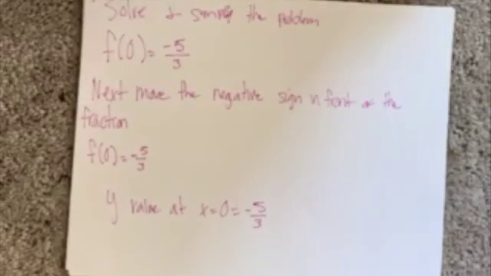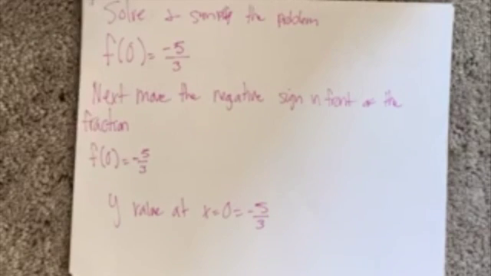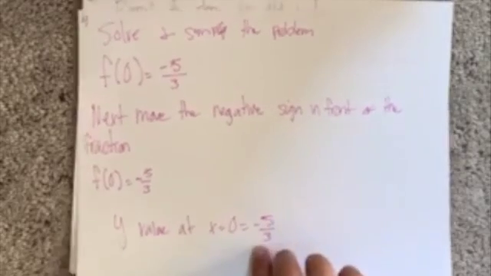Then we need to simplify the problem we had before, and that was f(0) equals (1 − 2 times 3) over 3. So that got us to −5/3. Next we needed to move the negative sign in front of the fraction, which is f(0) equals −5/3. So the y value we have at x equals 0 is −5/3.